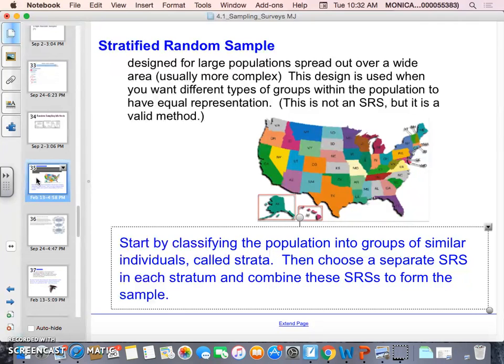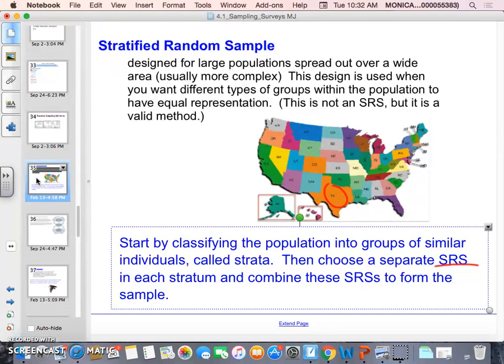So we've taken the entire population and split them up into strata, being each of the states. And then what we could do is do a separate SRS for each of the strata. So I could do an SRS for whatever I was looking for from people in Texas, so on and so forth. And then you would combine that to make your sample.